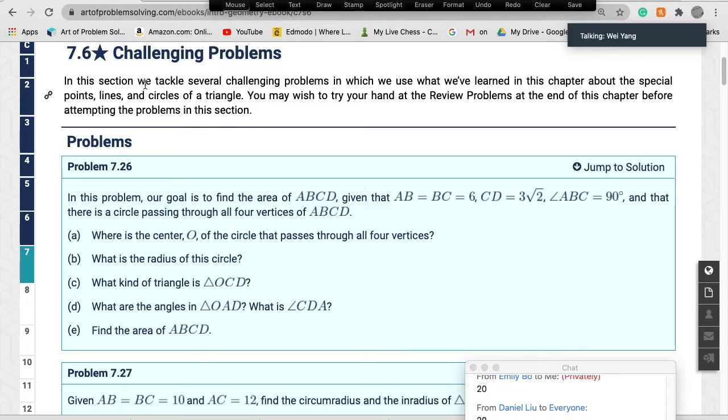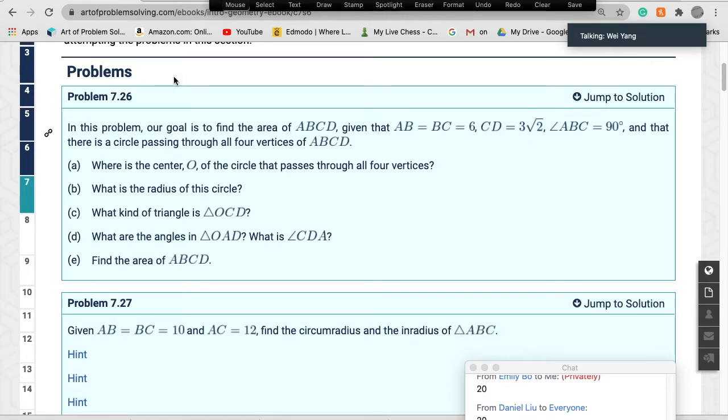Now see, in this section we tackle several challenge problems in which we use what we have learned in this chapter about the special points. Three special points we already learned, okay? Points, lines, and circles of a triangle. You may wish to try your hand at the review problems at the end of the chapter before attempting problems in this section. So now let's see the first example here, 7.26.